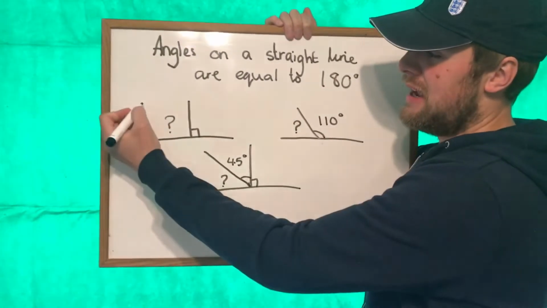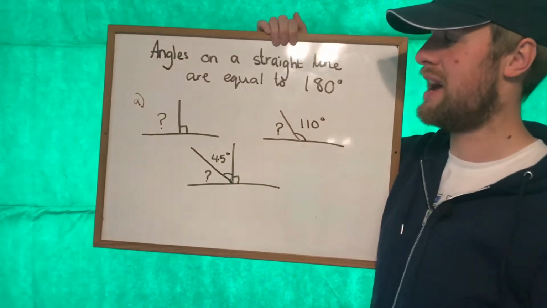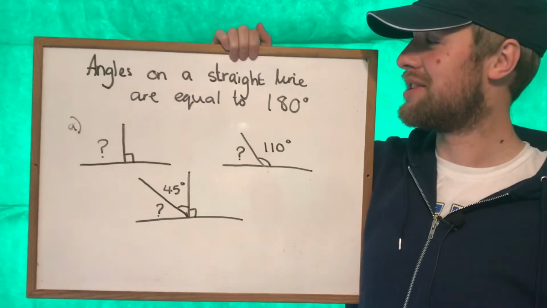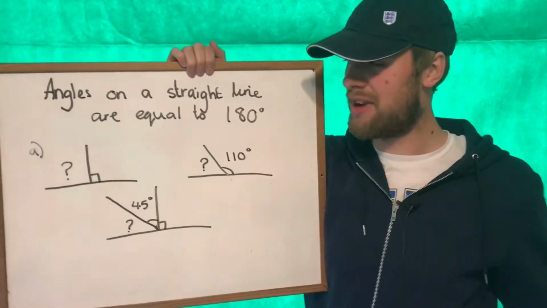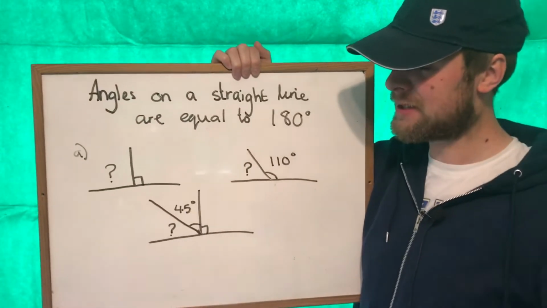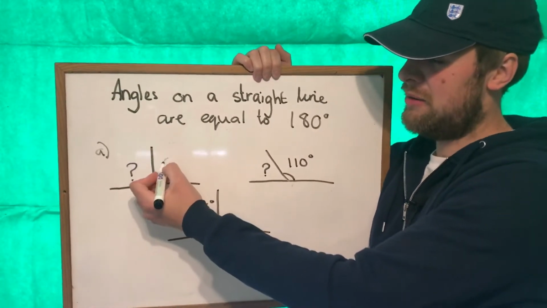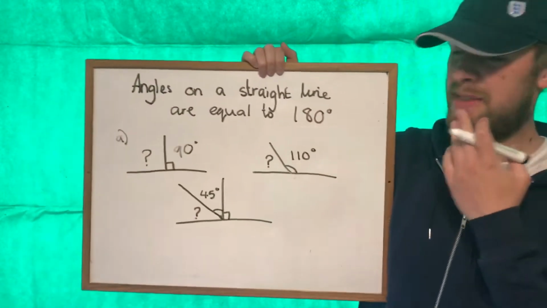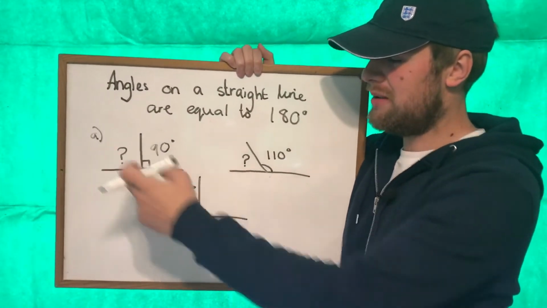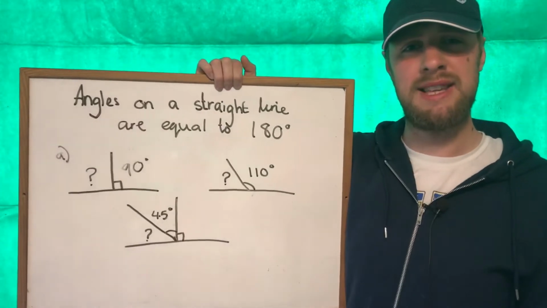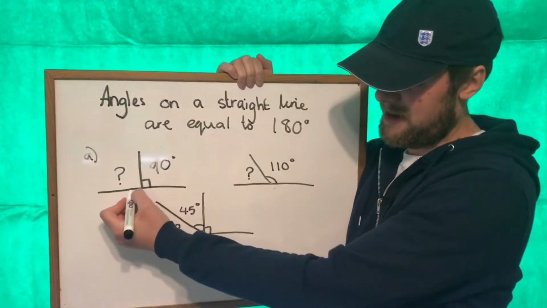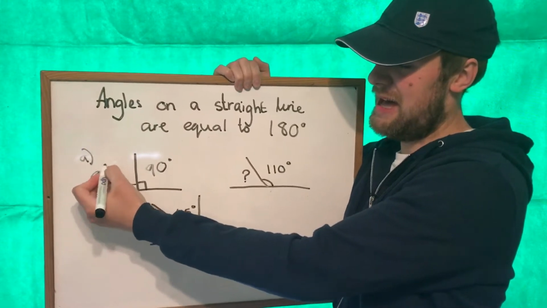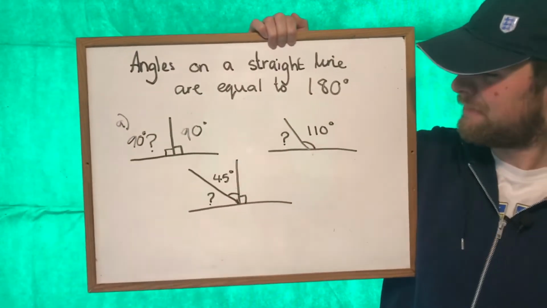So, let's take a look at this one here, A. It's a straight line, and we know that angles on a straight line are equal to 180 degrees. Now, this first angle is a right angle. We know that right angles are 90 degrees. So, 90 add what must equal 180? Well, we can see it already. That's a right angle as well. So the missing angle there is 90 degrees.